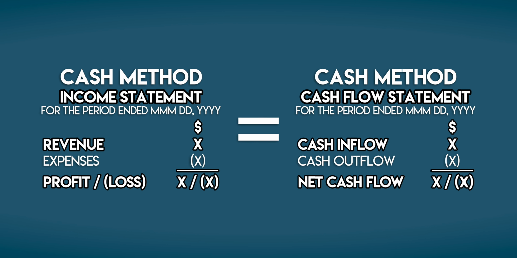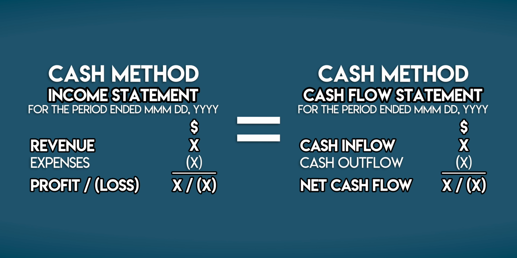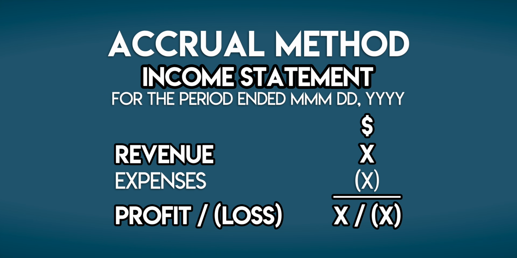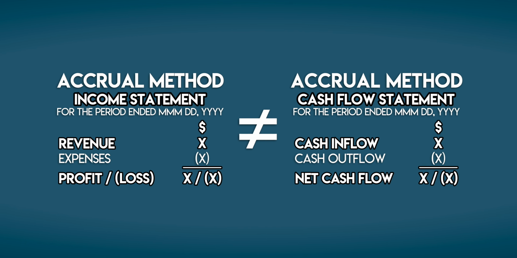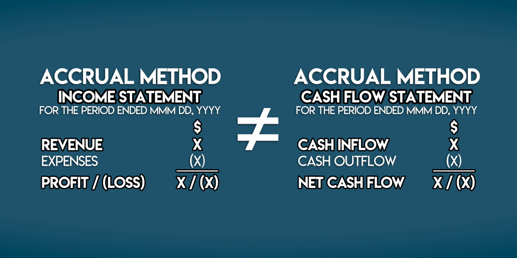Plenty of small businesses do their books this way, which is fine, but the cash method isn't allowed under IFRS or GAAP. If you're following either of these, then you must use the accrual method. So revenue must be recognized as it's earned and expenses must be recorded as they are incurred. In accrual accounting, we still have the income statement, but this time it represents what a business has earned and incurred, not its cash inflows and outflows. So it's not equivalent to a cash flow statement.